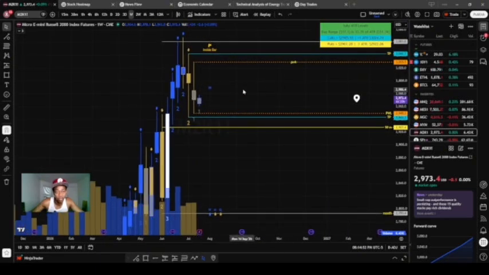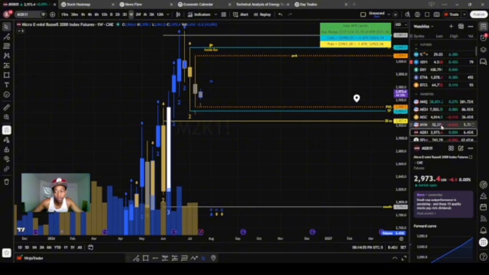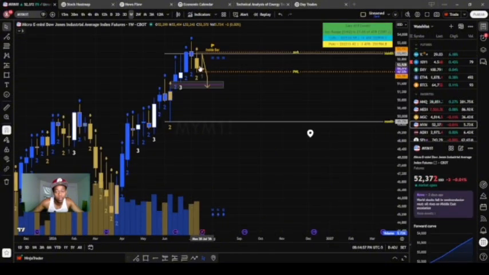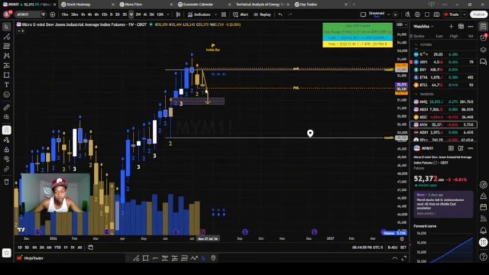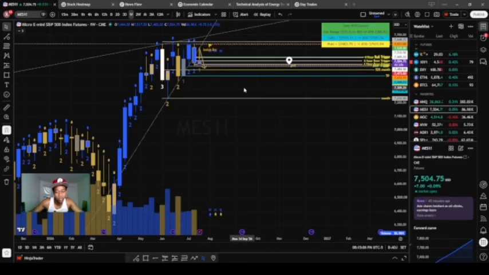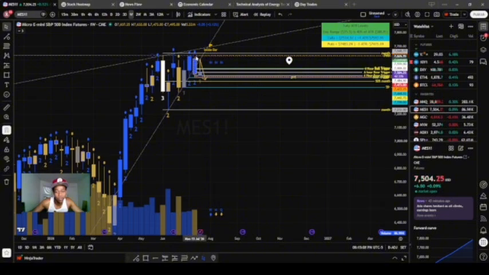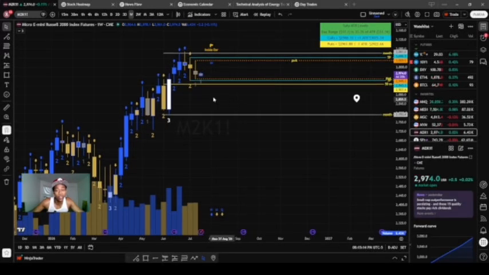We got a 2-1 on the weekly right here. 2-1 on the weekly. MYM got a 2-2. So 2-2, possibly a pullback and continuation to fill this gap right here. And MMS, we got a 2 fail 2 up. So possibly for MMS, bearish. So everything I'm bearish, and M2K I'm bearish too, but also we're above the 50% fib level.